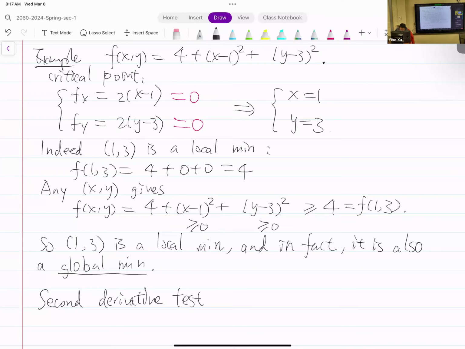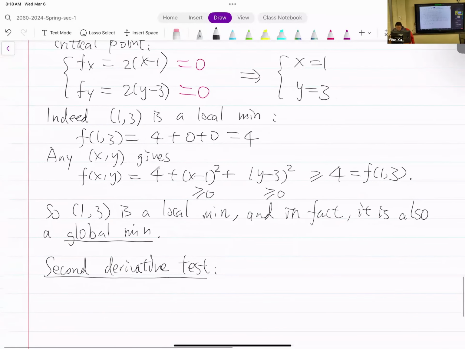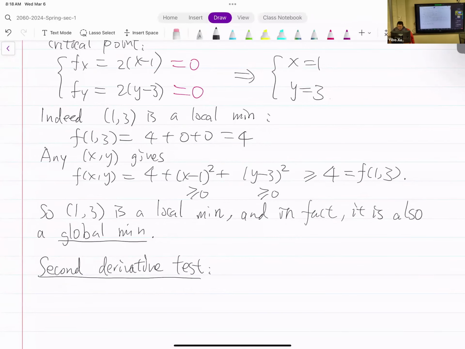So if you recall, in Calc 1, what we do here is that you compute the critical points. So basically you compute the horizontal tangents. And then you compute the second derivative at the point. If it's a positive value at this critical point, then you have a convex shape in your graph, right? Then you have a local minimum. And if your second derivative is negative, that tells you have a concave shape, right?